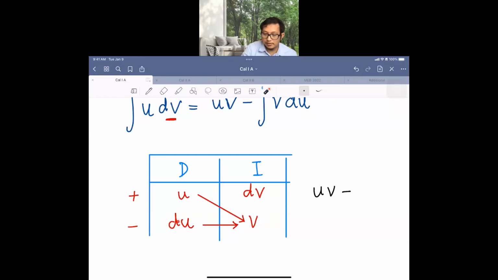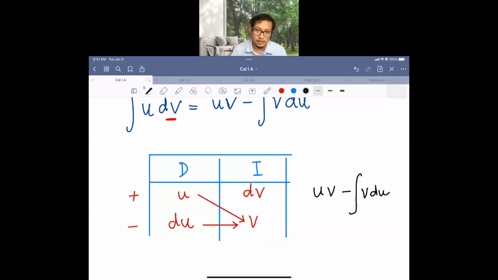So negative, but for the one that is equal in height, this is the diagonal one. For the diagonal one, you just write u v. But for this one, you write the integral of v du. Okay. So let's take this table into our method for calculating integration by parts.